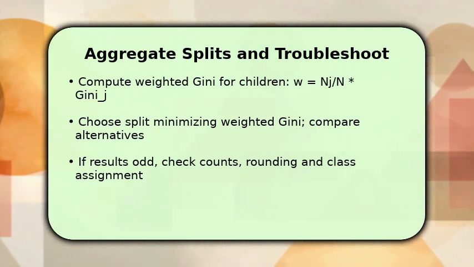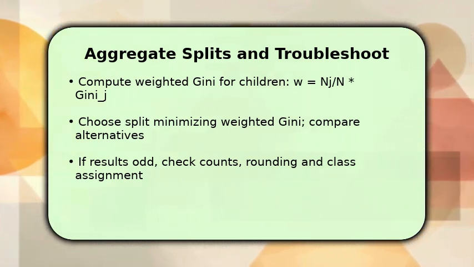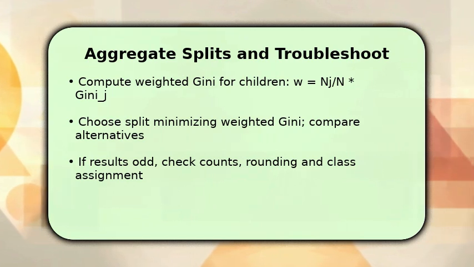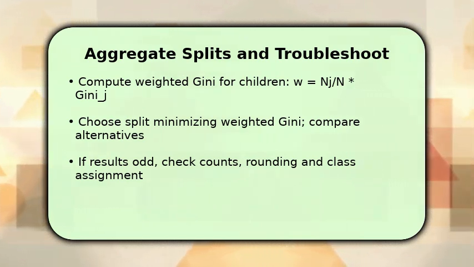If numbers look wrong, double-check that counts were partitioned correctly, watch for rounding errors, and confirm no class labels were misassigned. Because small mistakes in counts change the index noticeably.